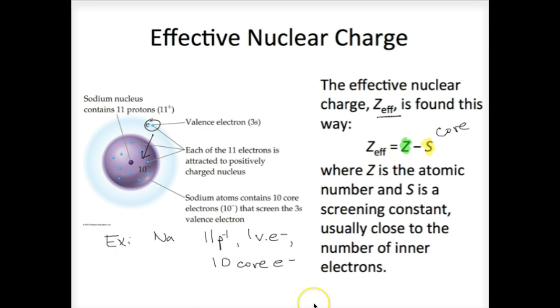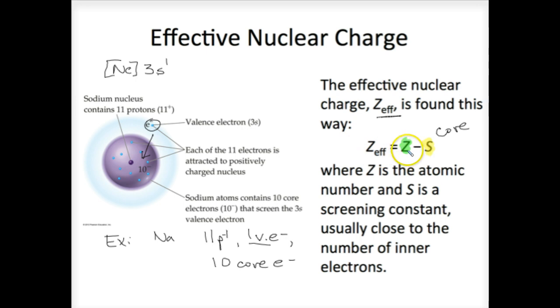So when you look at the example here of sodium, sodium has 11 protons. We have a single valence electron. That's typically the one we're going to be dealing with. And we have 10 core electrons. In other words, there are 10 electrons in filled shells and subshells between this one valence electron and the nucleus. Remembering that sodium's electron configuration is in essence neon 3s1, 1s2, 2s2, 2p6. And that's where we get the 10 core electrons. So we have 10 electrons between this electron and the nucleus.